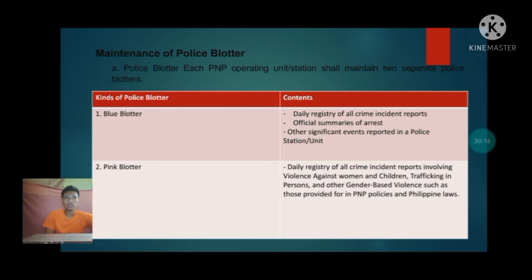Let's move to the topic regarding maintenance of police blotter, where I'm going to discuss two kinds of police blotter. The first is the blue blotter, which contains the daily registry of all crime incident reports, official summaries of arrests, and other significant events reported in the police station or unit. The second kind is the pink blotter, which contains the daily registry of all crime incident reports involving violence against women and children, trafficking in persons, and other gender-based violence such as those provided for in PNP policies and Philippine laws. So, yan po ang pagkakaiba ng blue blotter at saka pink blotter.